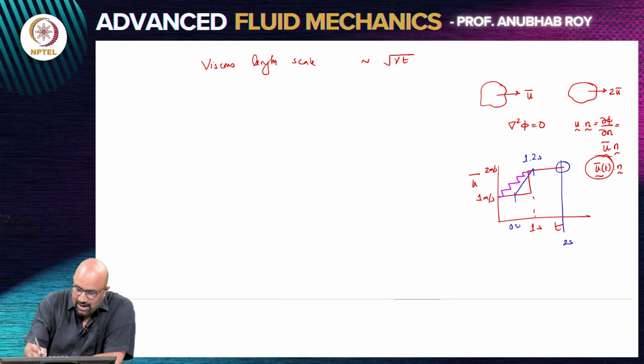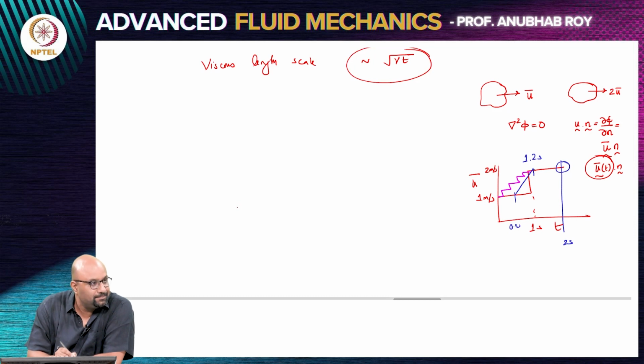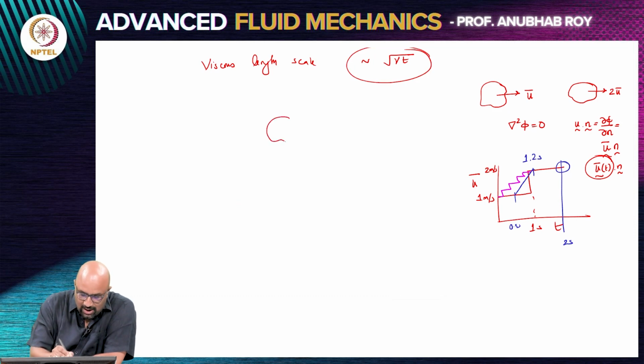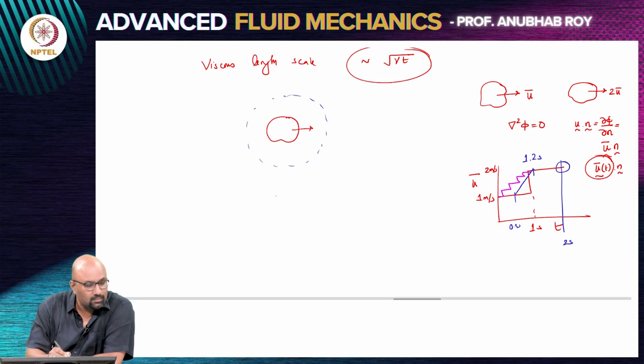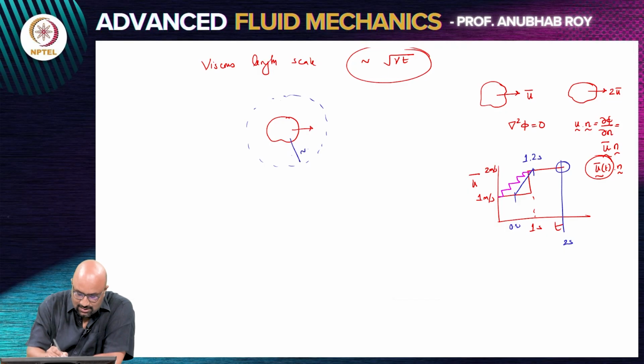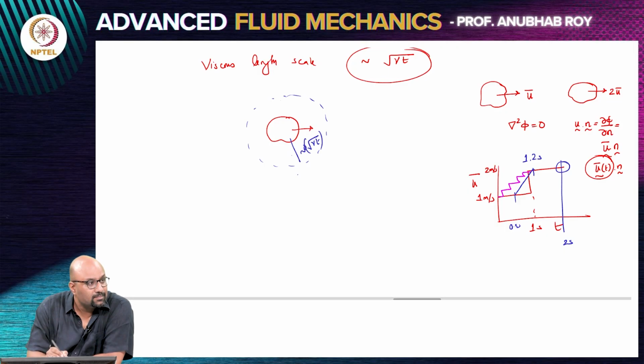Now, what we have learned is that there is something called a viscous length scale, which means that when the body's motion changes, there will be a zone around the body that scales as square root of nu t, within which the effect of modification of the boundary condition is felt.